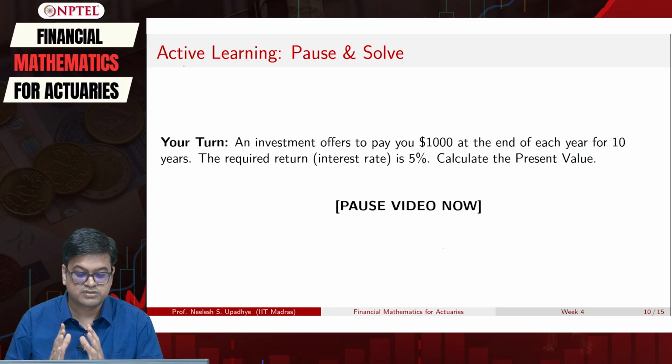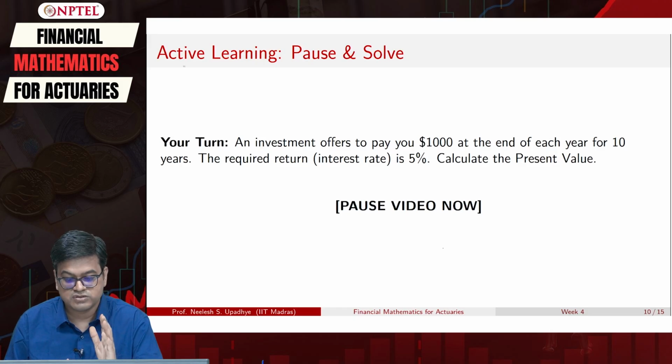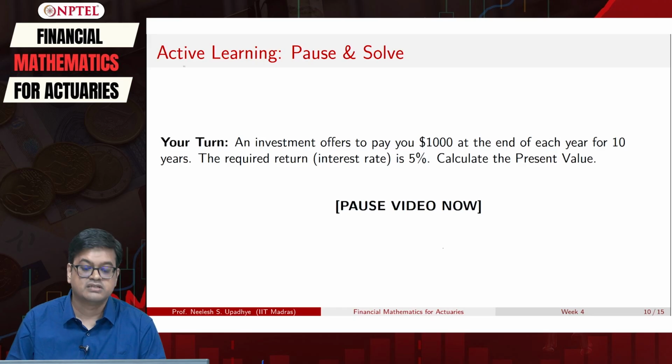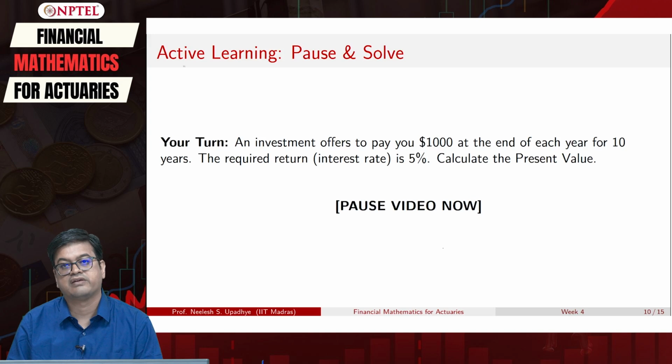An investment offers to pay $1,000 to you at the end of each period for 10 years. The interest rate is 5%. You have to calculate the present value. Pause the video, try using a calculator, and on the other end of this video, I will solve the problem.